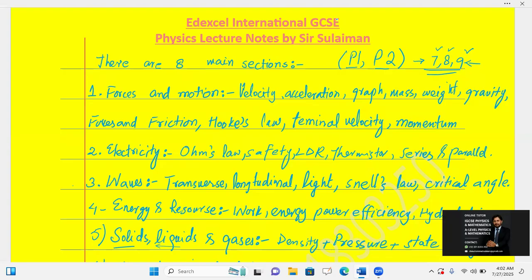I will say again and again that overall both papers are not difficult, but we should try to understand the basic concept behind them and practice as much as we can.